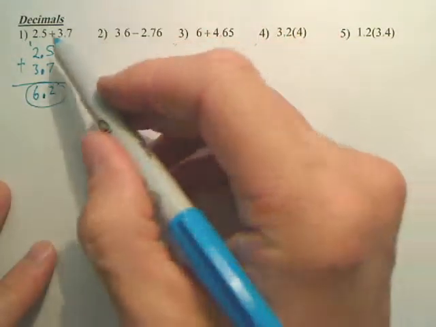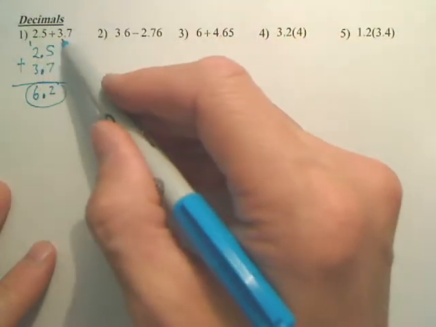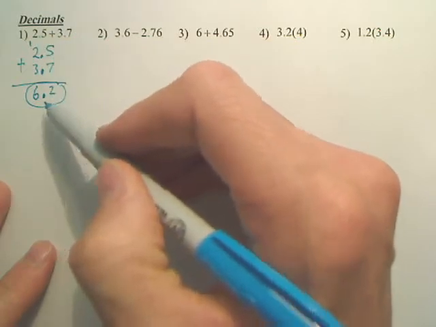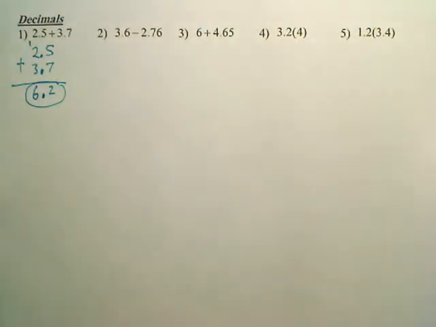Now if you think of it as money, you bought something for $2.50 and $3.70. Should that look about $6.20 altogether? That should make sense.